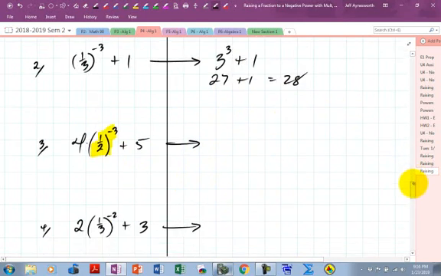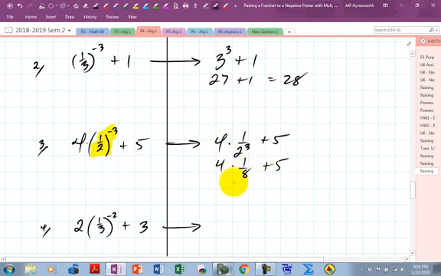Okay, try number 3. Okay, on this one you get 4 times 1 over 2 cubed plus 5. This is 4 times 1/8 plus 5. 4/8 plus 5, and that's the same as 1/2 plus 5, or 5 1/2. Okay? You got to simplify your fractions first. It's easier.